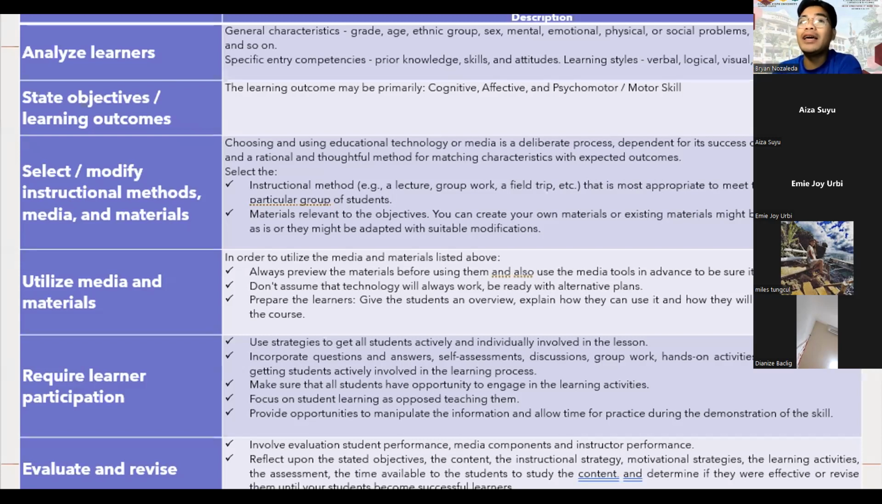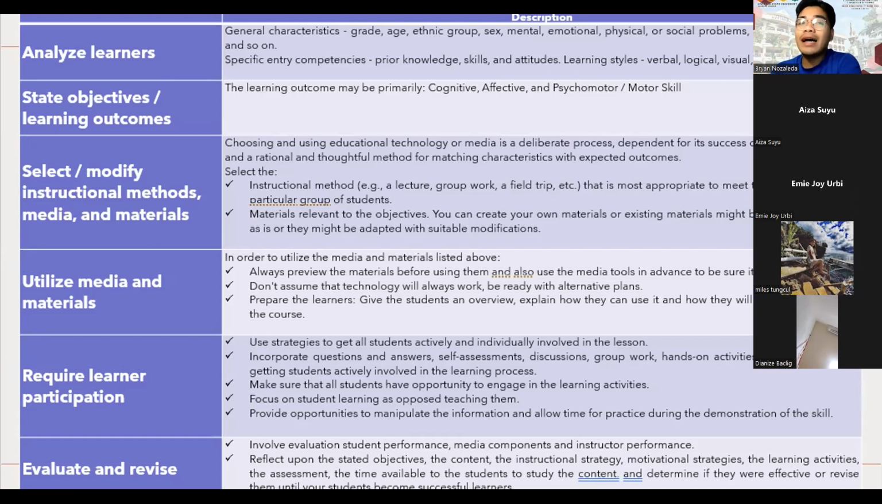Gamitin mo na. Okay? And take note that when you utilize the media and the materials, you have to preview it first. Ibig sabihin, kailangan nagamit mo muna, na-dry run mo muna siya. Okay? Gamit ka ng video. Pagdating dun sa classroom, hindi naman pala nagpa-play yung video mo. So, kailangan na i-check mo muna, na test mo muna kung gumagana ba yung mga materials na gagamitin mo. Okay? Because don't assume that the technology will always work and be ready with alternative plans. Kung meron kang plan A, dapat din meron kang plan B. Okay? Meron kang plan B.